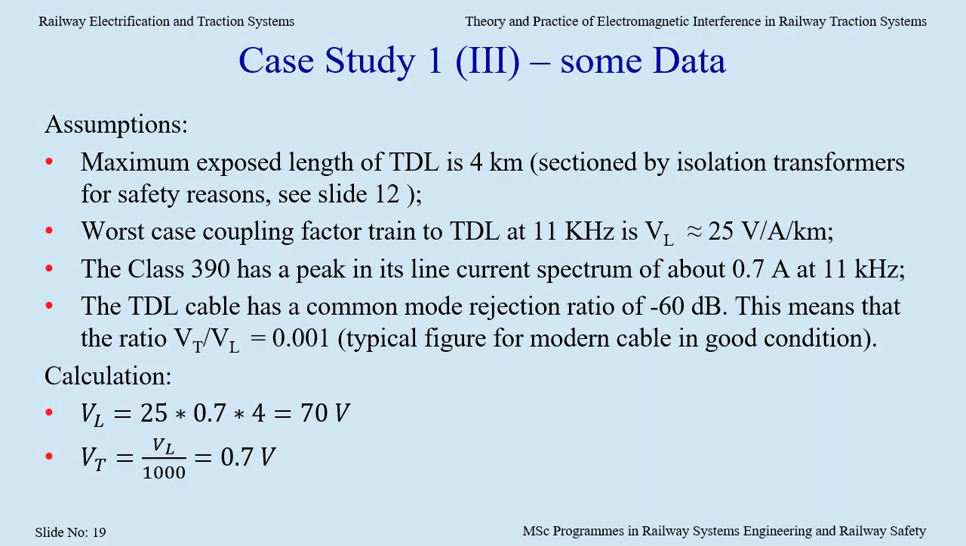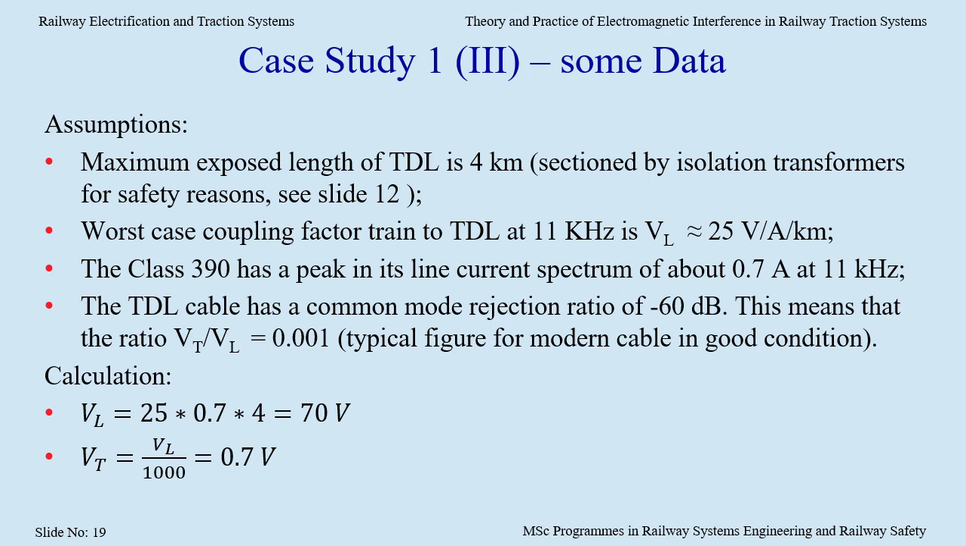This slide contains some data that we need to try and understand what's going on here. One: the maximum uninterrupted length of the trackside data link is 4 kilometres. This is so as to limit the maximum induced voltage for human safety. The worst case coupling factor, that's the induced voltage in the TDL conductors per amp in the overhead wires, is 25 volts per amp per kilometre at 11 kHz, which is in the TDL transmission band.